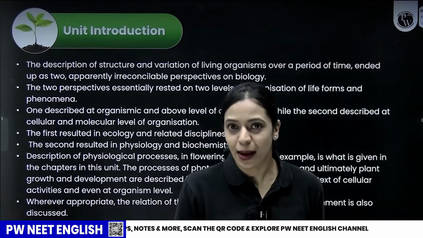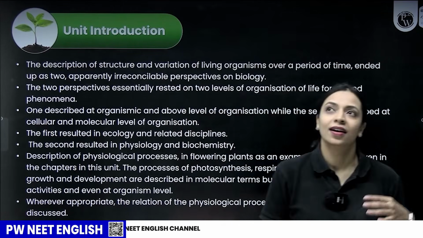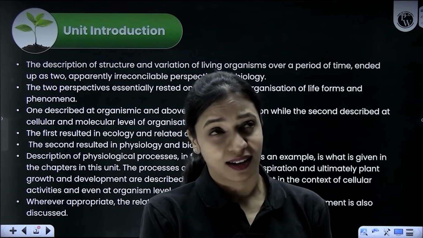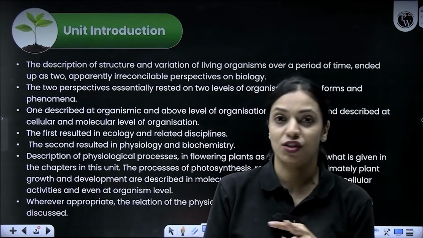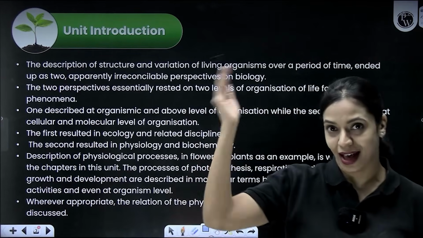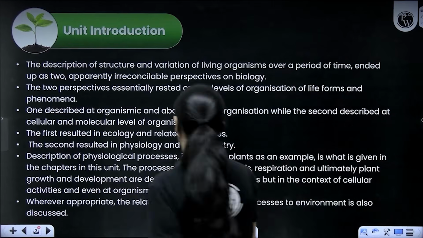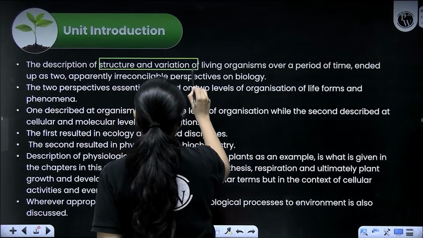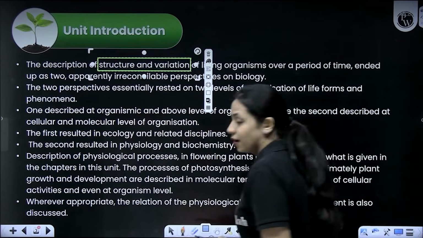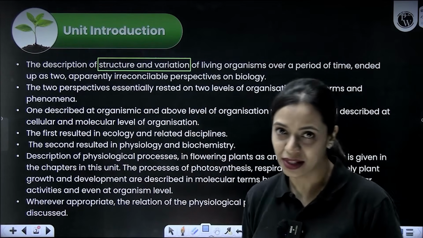Since this is the first chapter in the unit Plant Physiology, we'll start off with the unit introduction. Before this, we've already discussed the diversity unit, the cell unit, and also structural organization. So in this unit's introduction, we briefly touch upon what we have learnt earlier. It begins like this: the description of structure and variation of living organisms, which we have done in the past in the other units.